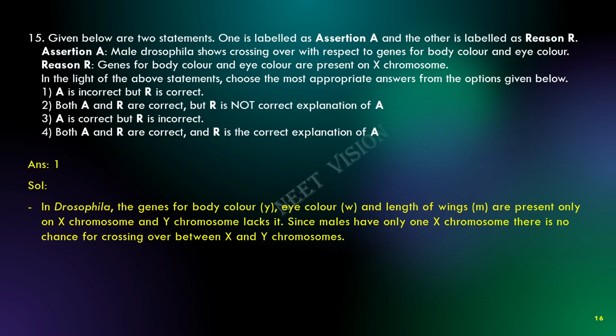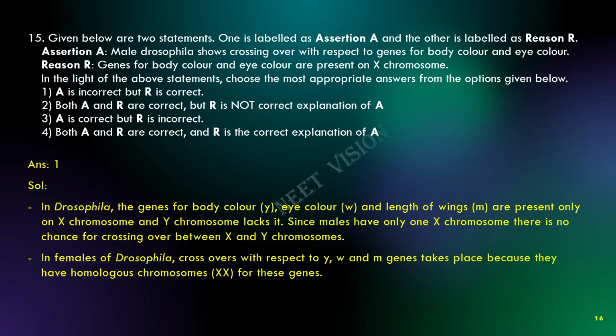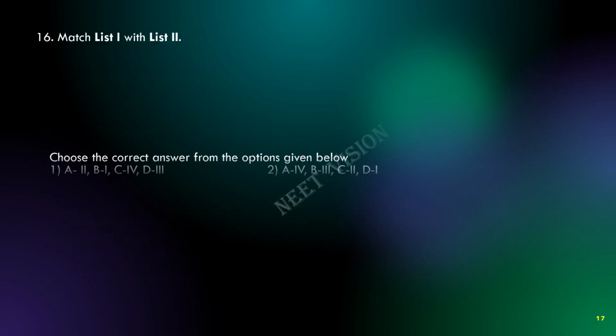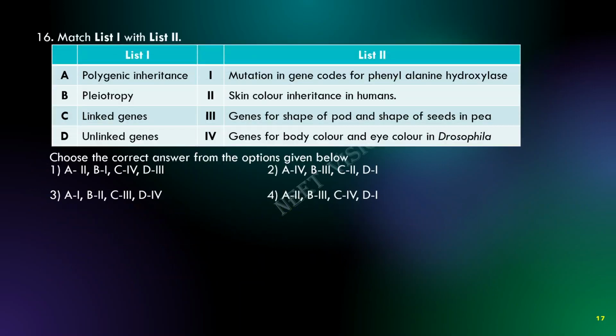First one. In Drosophila, genes for body color, eye color and length of wings are present only on the X chromosome, and the Y chromosome lacks them. Since males have only one X chromosome, there is no chance for crossing over between X and Y chromosomes. In females of Drosophila, crossovers with respect to Y, W, and M genes take place because they have homologous chromosomes for these genes. Coming to the next question, again matching.